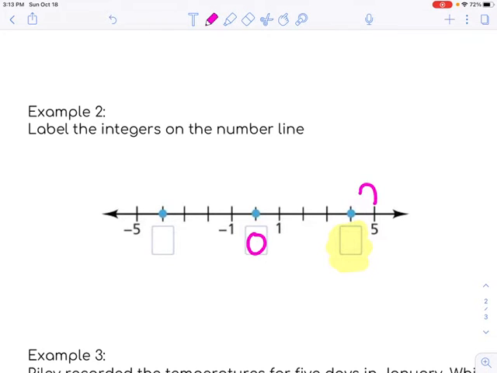Or the other way we could do it is we could count up from 0. So we know the first one we're going up by 1. So we can count by 1. So 1, 2, 3, 4. So this would be positive 4 here.